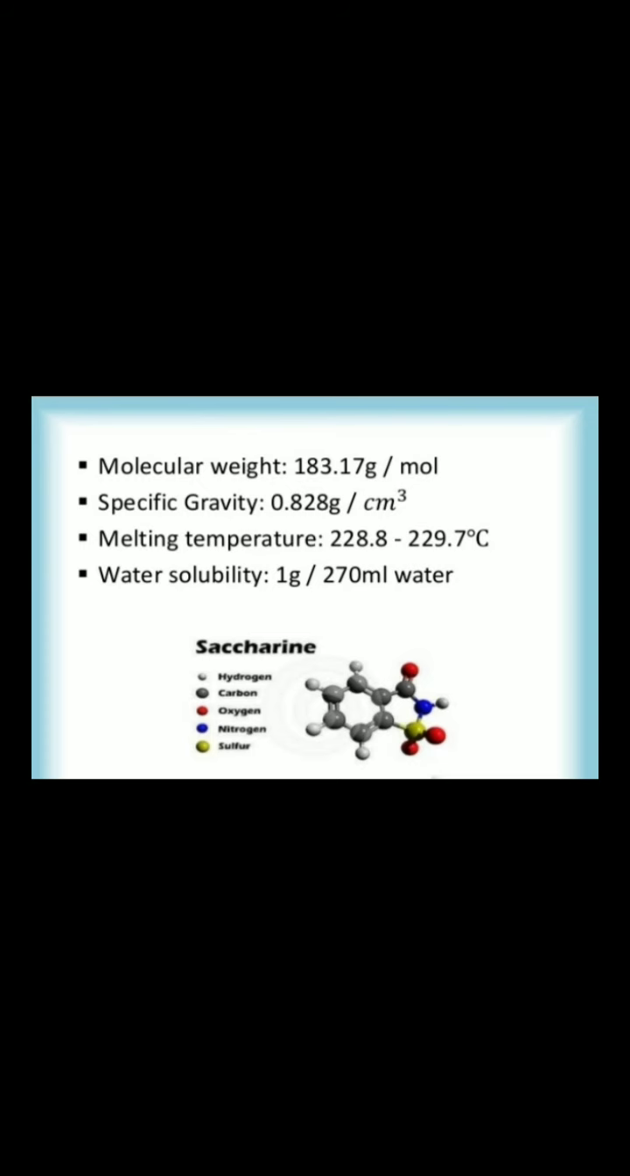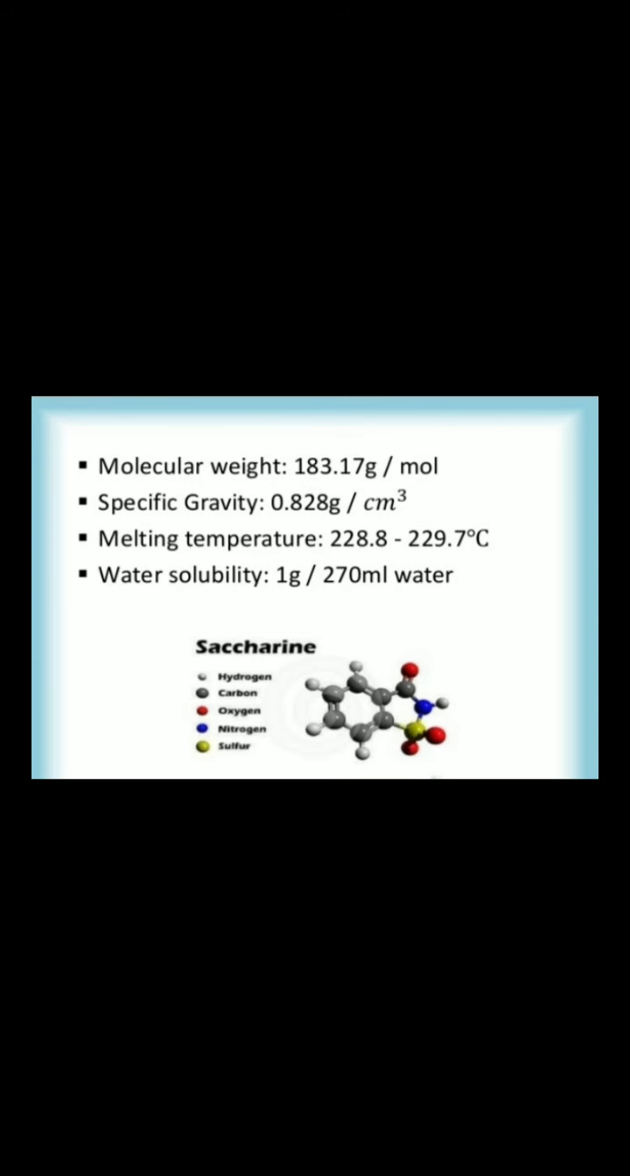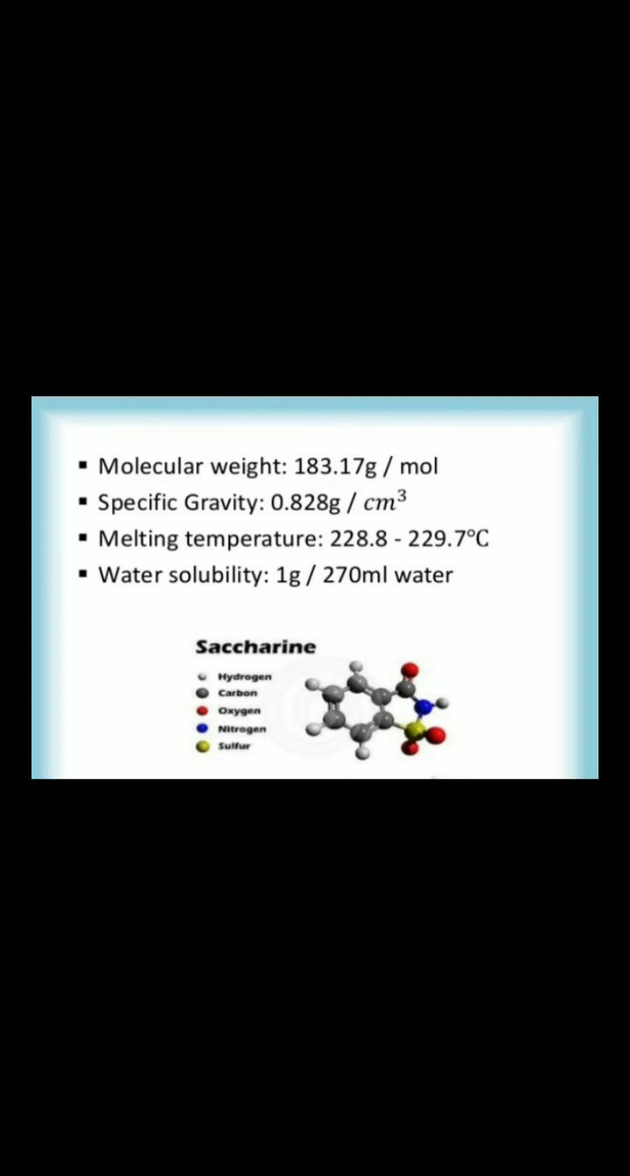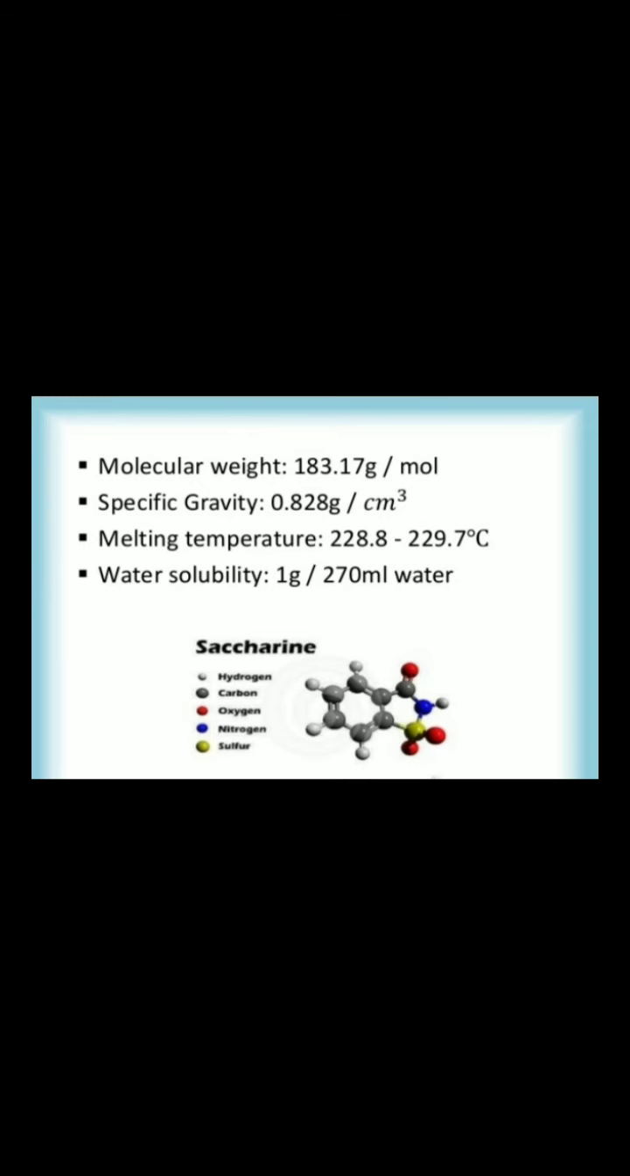Then the melting point. What is the melting point range? 220.8 to 229.7 degrees Celsius. This is the melting point range for this compound. If you perform the melting point of this compound, you can get a value in between this. If your melting point range for saccharin is in between this range, then you can easily say that this compound is in pure form.